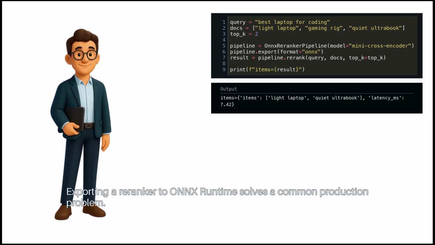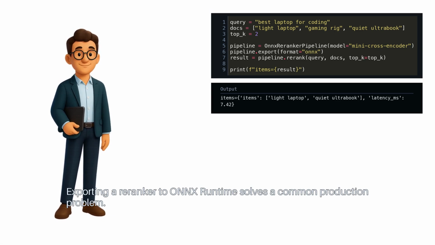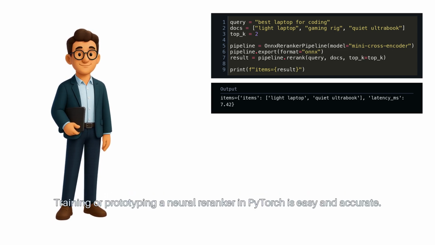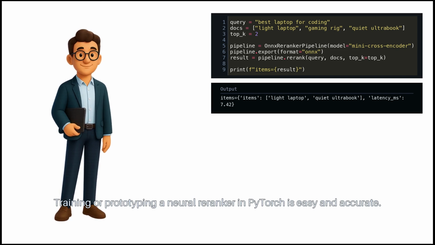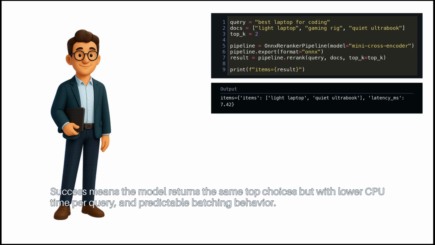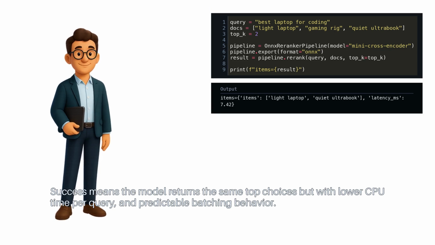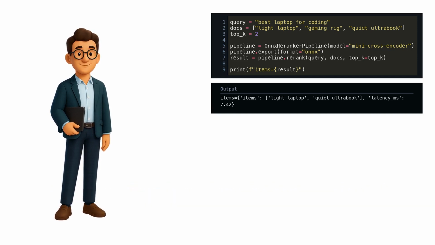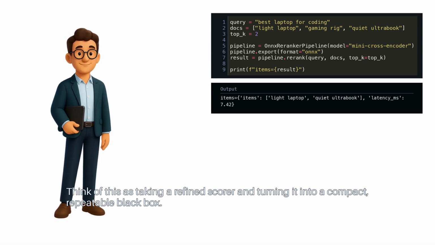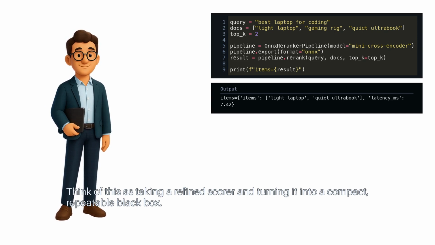Exporting a reranker to ONNX Runtime solves a common production problem. Training or prototyping a neural reranker in PyTorch is easy and accurate. Running that same model in a live service can be slow or inconsistent if you keep the full framework. Success means the model returns the same top choices, but with lower CPU time per query and predictable batching behavior. Think of this as taking a refined scorer and turning it into a compact, repeatable black box.